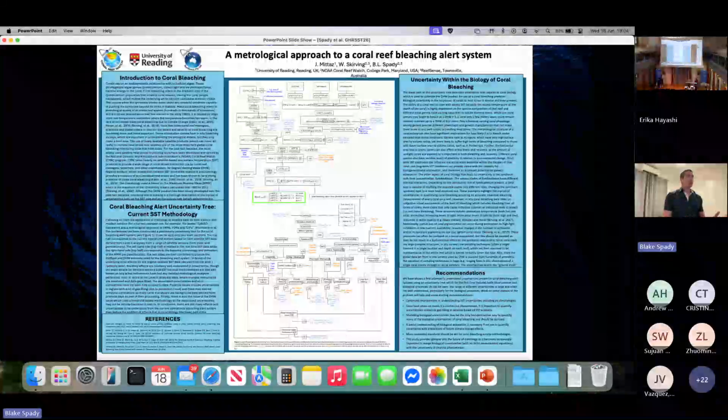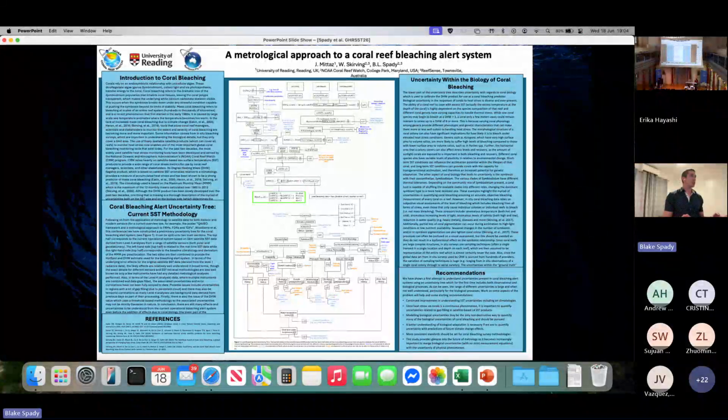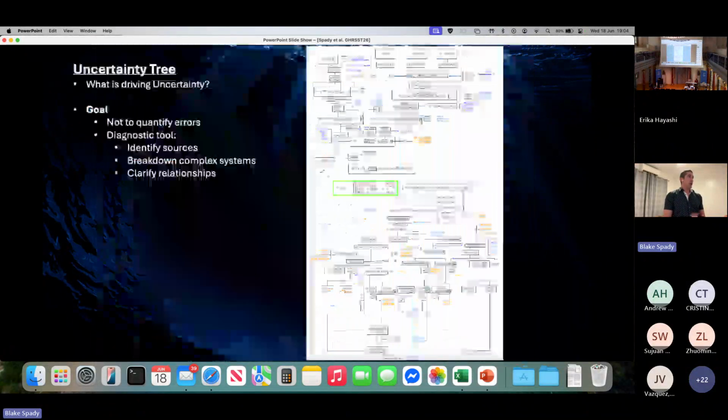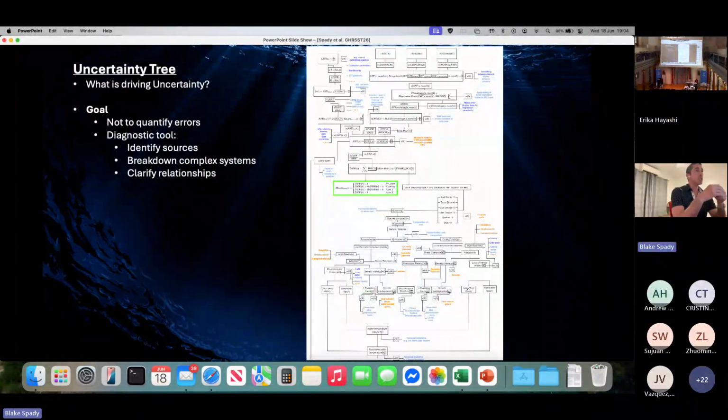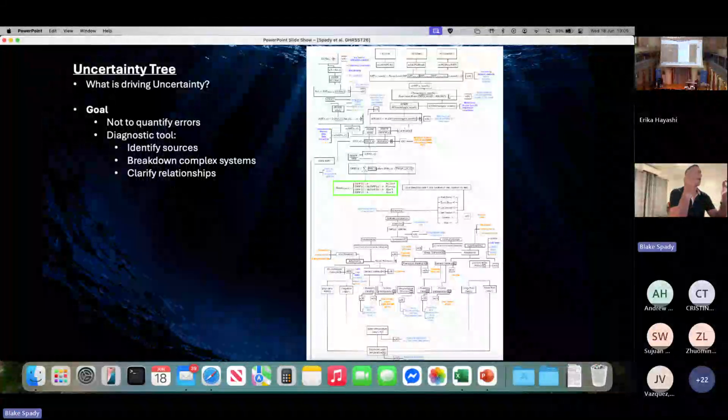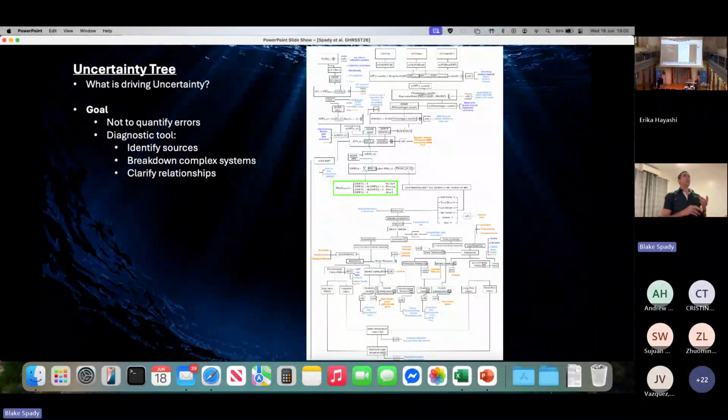And what we tried to do here was to identify sources of uncertainty within this system. So we're looking at what's driving that uncertainty, and the focus was this uncertainty tree, which was in the middle of that poster there. And we're not trying to quantify errors. We're trying to use this as a tool to identify sources of uncertainty, to break down complex systems of uncertainty, and to clarify those relationships.